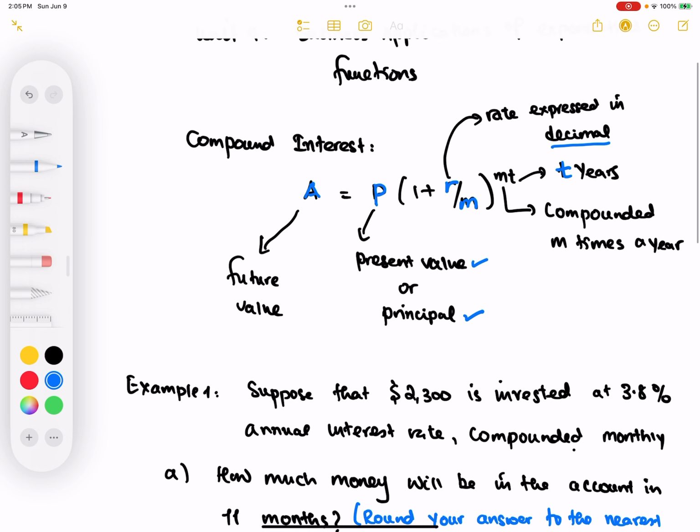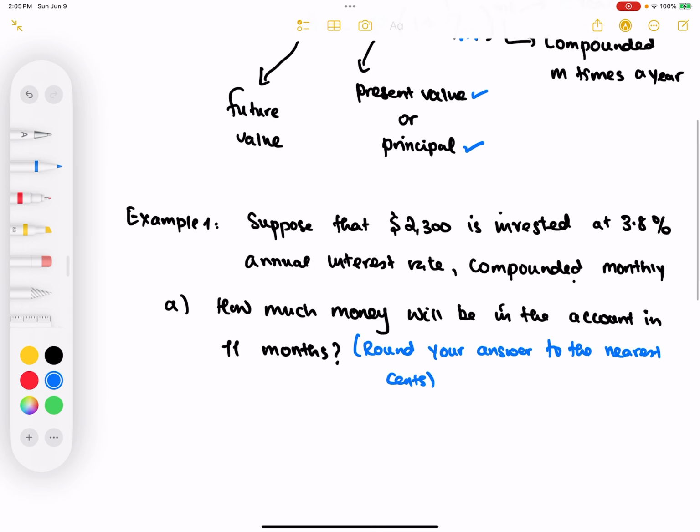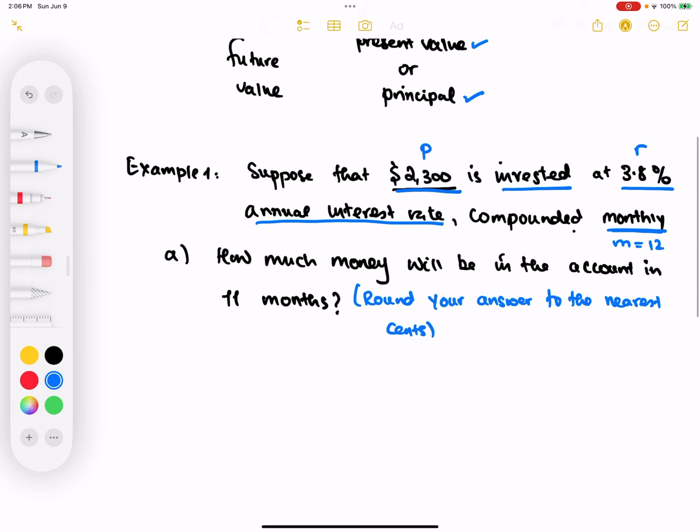So let me clarify this one using an example. For example, suppose that 2,300, look at this one, 2,300 is invested at 3.8%. That tells you the rate, this tells you P. Annual interest rate, per year. Compounded monthly. This tells you that M is equal to 12. So how much money will be in the account in 11 months?